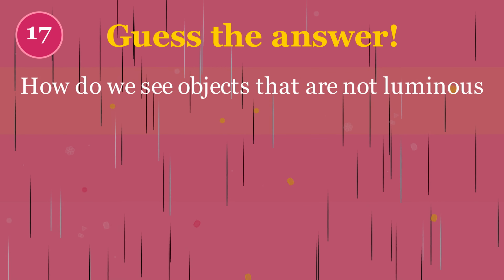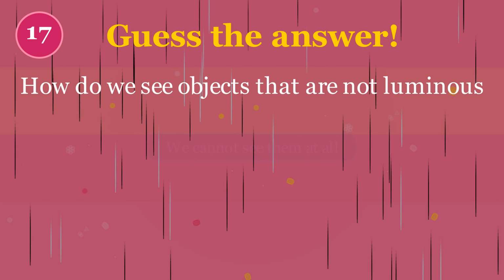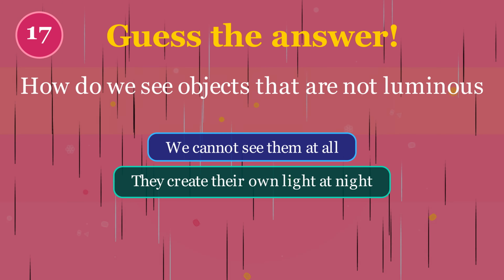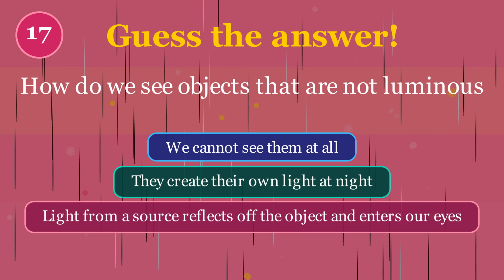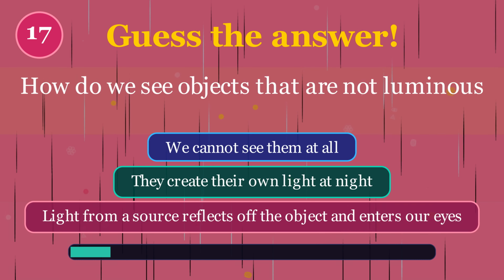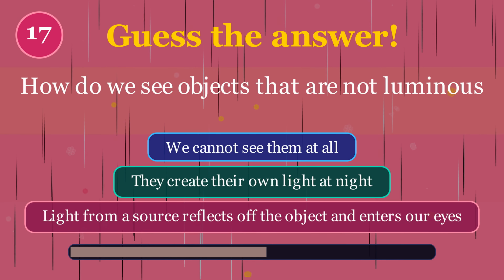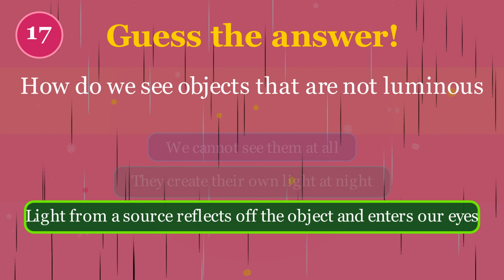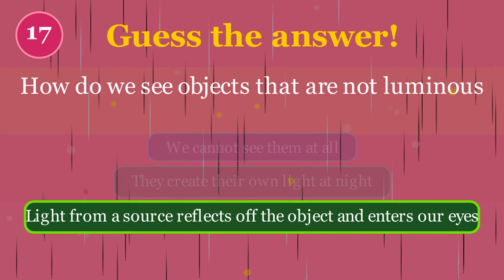How do we see objects that are not luminous? We cannot see them at all. They create their own light at night. Light from a source reflects off the object and enters our eyes. The correct answer is, light from a source reflects off the object and enters our eyes.